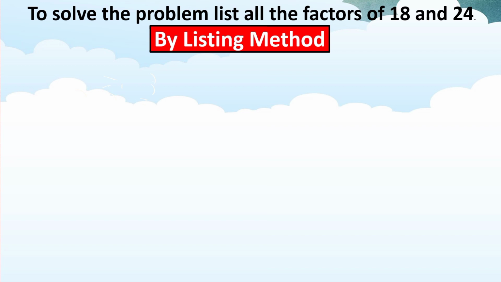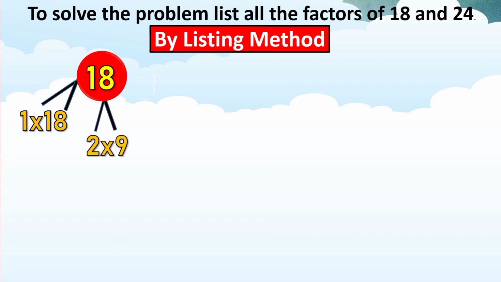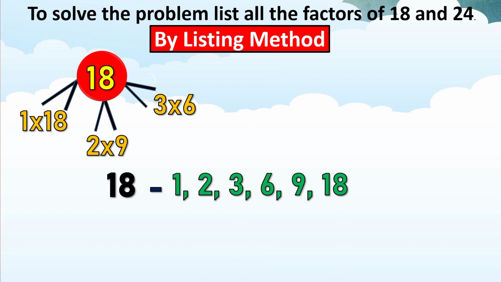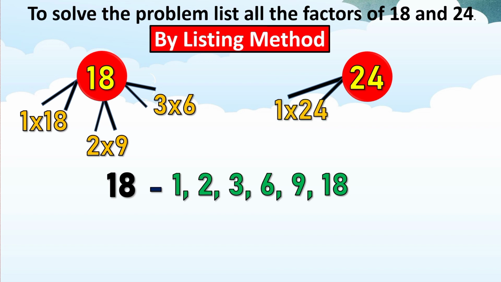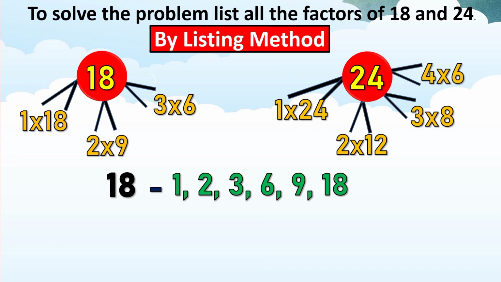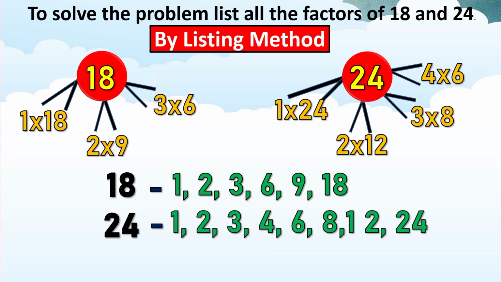What does it mean? We will list all the factors of 18. 18 can be factored by 1 times 18, 2 times 9, and 3 times 6. So the factors of 18 are 1, 2, 3, 6, 9, and 18. And now, let us list all the factors of 24. 24 can be factored by 1 times 24, 2 times 12, 3 times 8, 4 times 6. So the factors of 24 are 1, 2, 3, 4, 6, 8, 12, and 24.